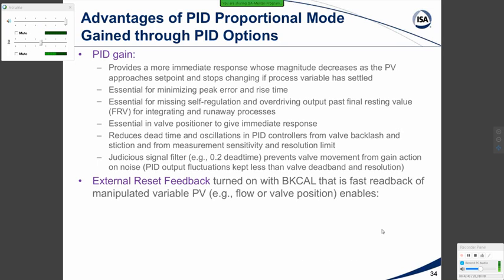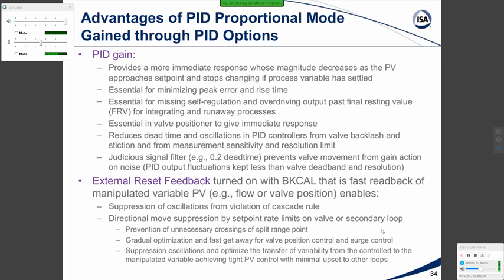Then we have external reset feedback that's turned on with BKCAL out. It's fast feedback of the manipulated variable flow or valve position. And this enables suppression of oscillations, violation of the cascade rule, and directional loop suppression, which has many opportunities here that I'm not going to get into. You don't want to violate the cascade rule, and you don't want overly aggressive tuning moving the output around too much. But given that this happens here, you can prevent yourself from getting into a lot of trouble just by turning this on and connecting up the BKCAL out.